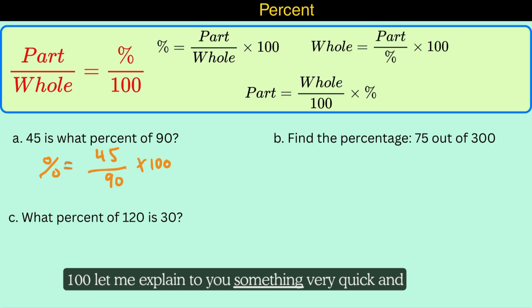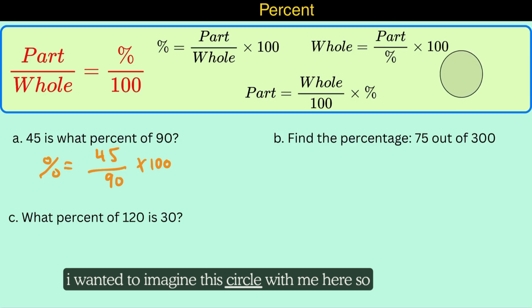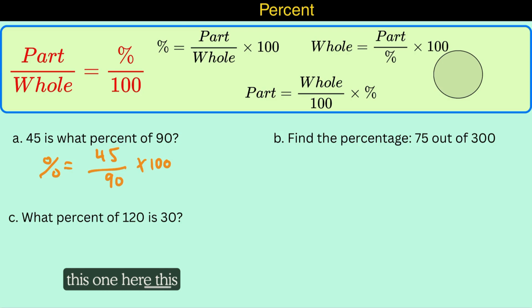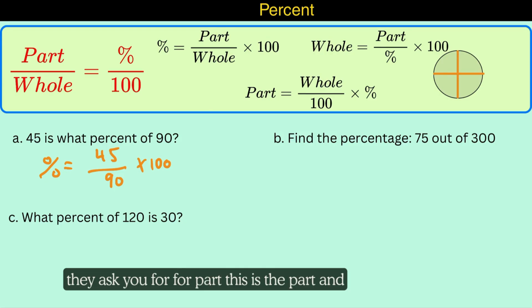Let me explain to you something very quick. I want you to imagine this circle with me here. So this one here, this is the circle. When they ask you for part, this is the part. And the whole is the whole circle.